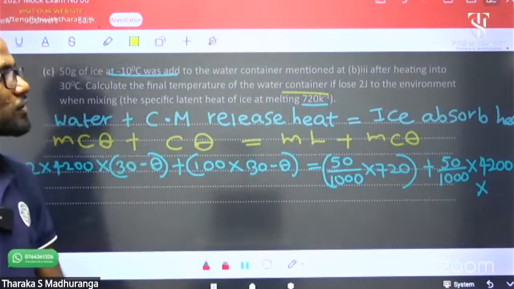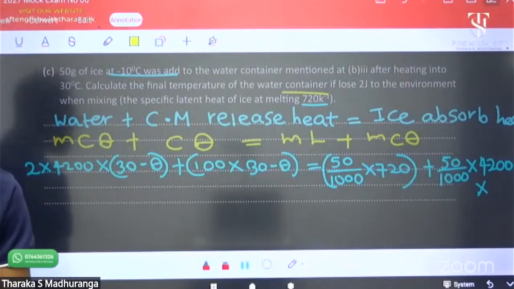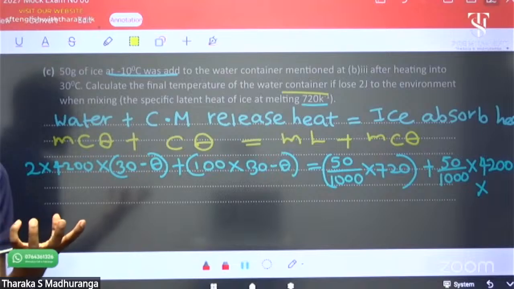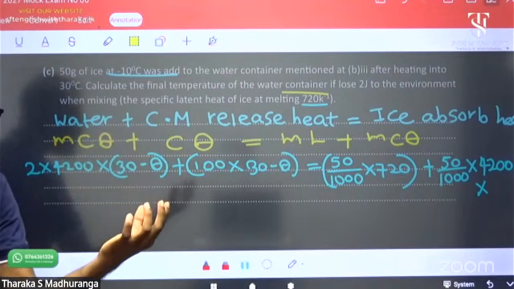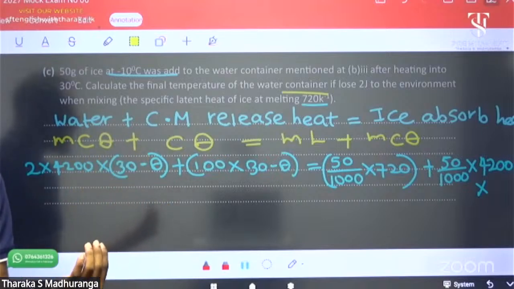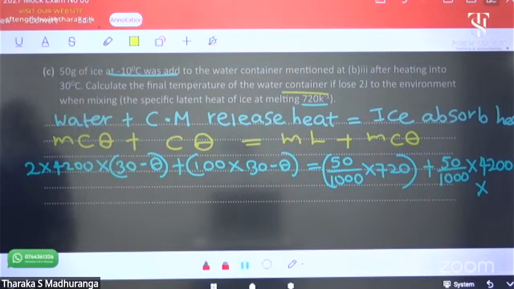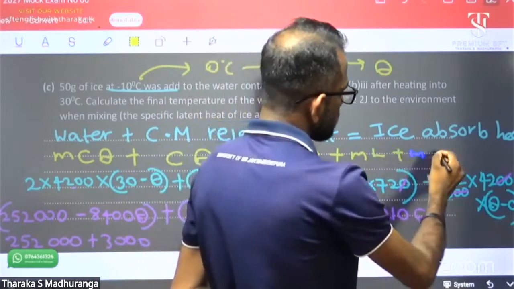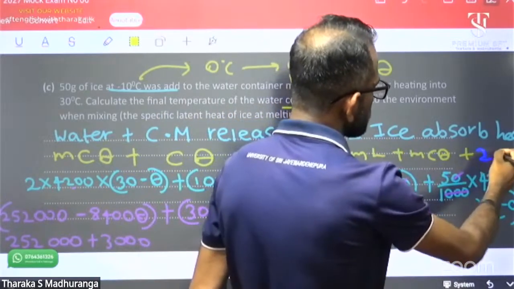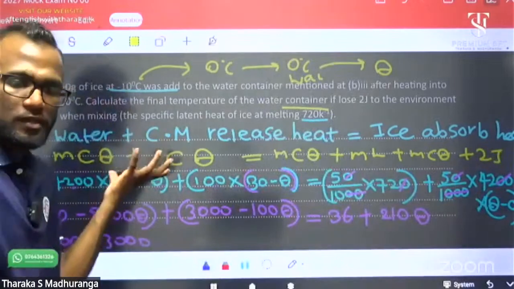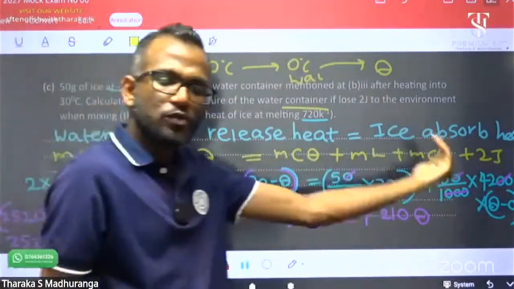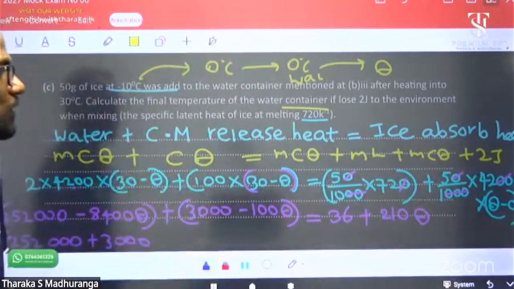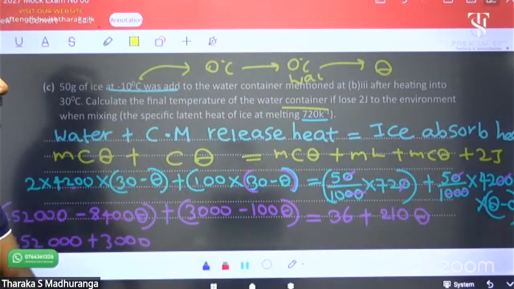What's the temperature difference for ice after melting? After melting means 0 Celsius, heated to theta Celsius. Then which one is greater? Theta or 0? ml plus mc theta plus 2 joules. The heat released by the calorimeter and water, 2 joules released to the environment.